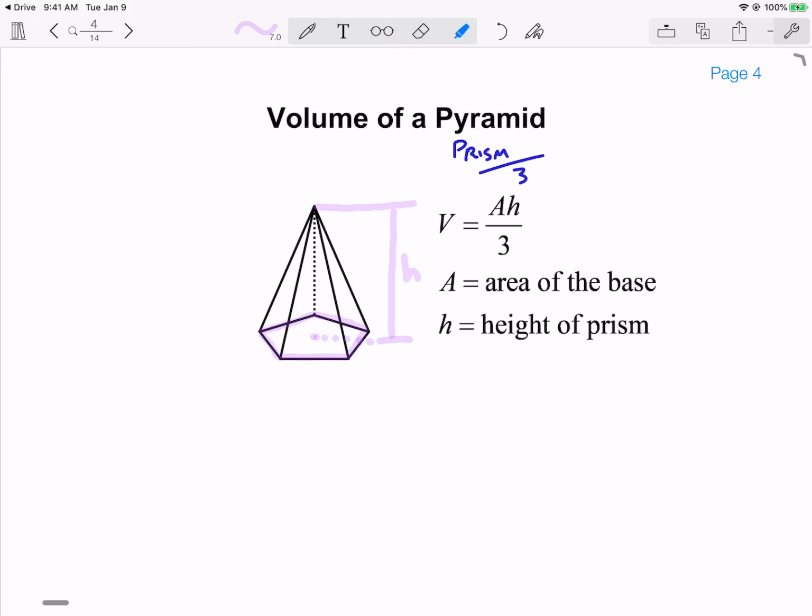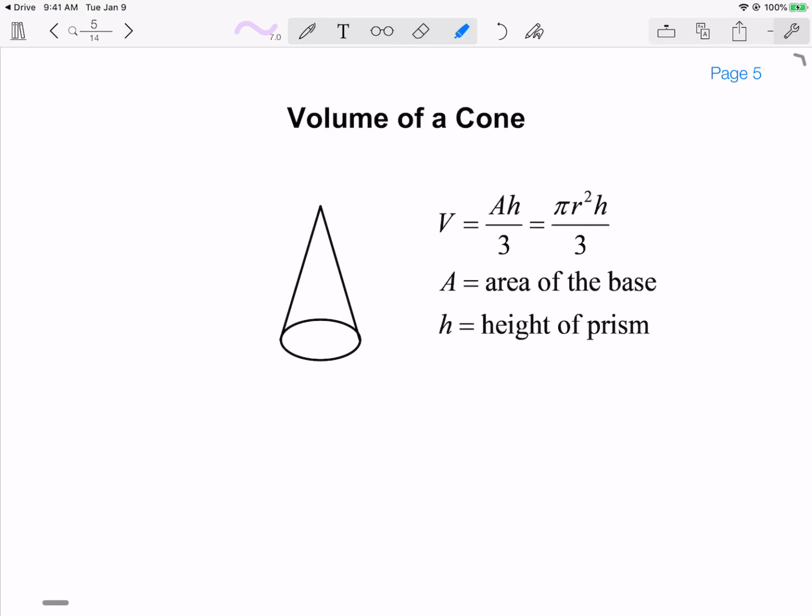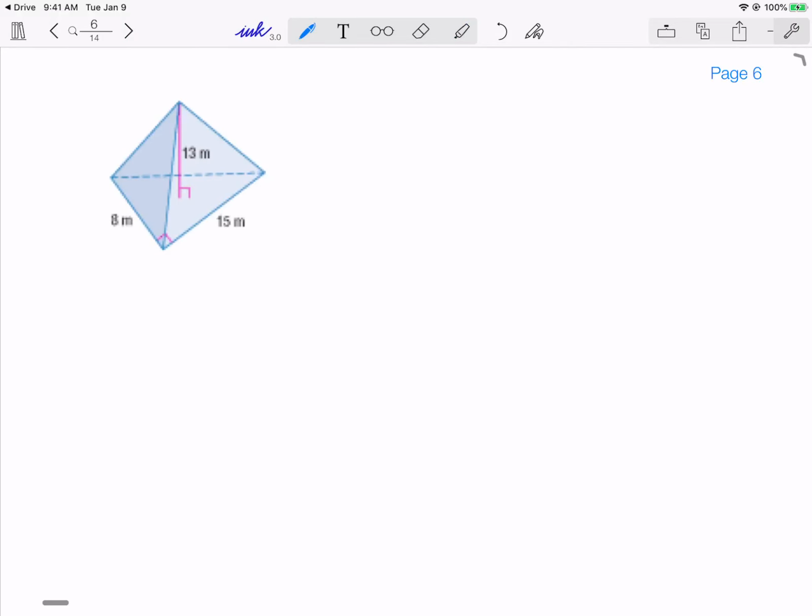And again, we have the same exact equation for a cone, except remember a cone, we know the area of the base is pi r squared, where r is our radius of this circular base. So the cone and pyramid are very much the same, it's just we know the particular cross-section of a cone. So let's take a look at a few examples.